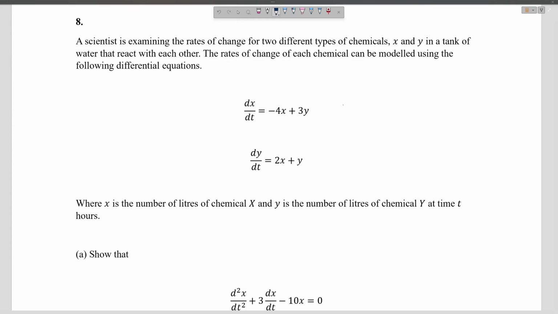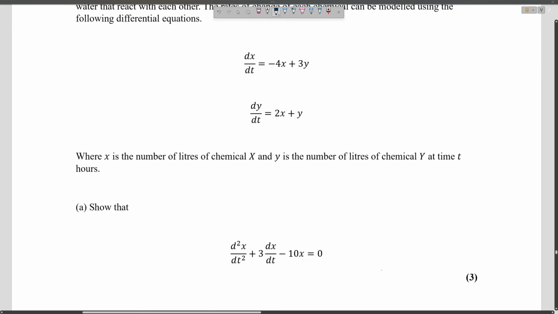As you can see, there is a little bit of context for the question, but basically what we've got here is a scientist who is examining the rates of change of 2 different types of chemicals, X and Y, in a tank of water. I've got the rates of change for each chemical here, and they're modeled by the following differential equations. X is the number of liters of chemical X, and Y is the number of liters of chemical Y at time t hours. So pretty standard stuff just to get started.